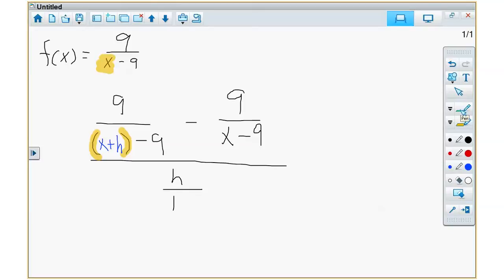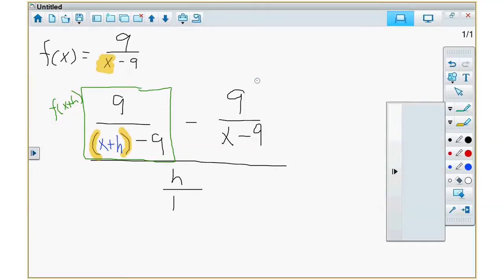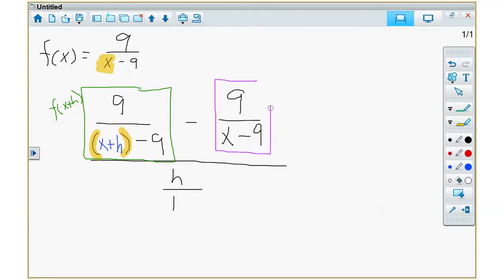So I'm just going to do this for somebody that needs it. That in the green box is f of x plus h. It's incredibly hard to write with a mouse. Sounds like a song. And in magenta, this is f of x. That's easy to do because you don't change anything. You just rewrite f of x right here. So here is f of x plus h, and here is f of x over h.